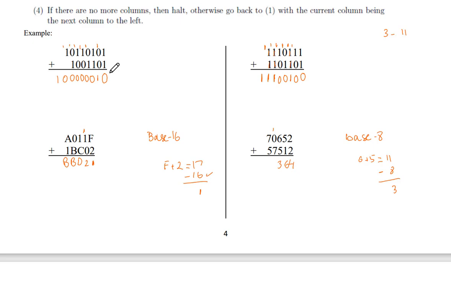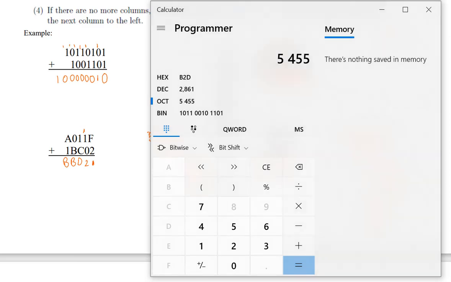7 and 1 is 8, and 8 is a 0, and you carry 1. So here you could go to decimal, which is 7, 8, plus 5 is 13. And similarly, 13 minus 8, that will give me 5. So the answer is 5, but you carry 1. It's 1, 5. So this is how you add in base 8 or octal. And of course, you could try the programmer calculator and check your answer.